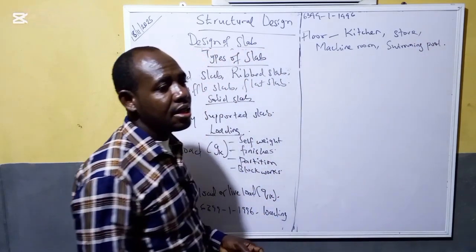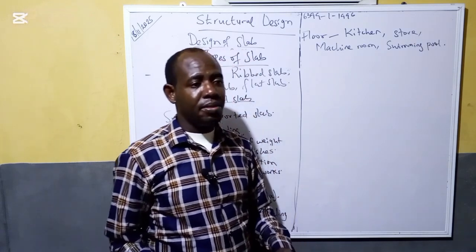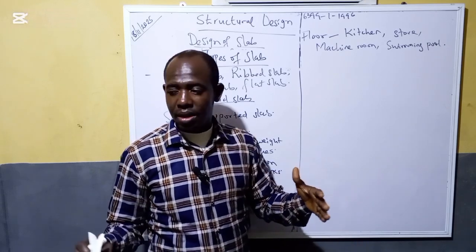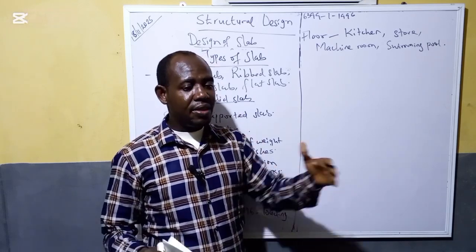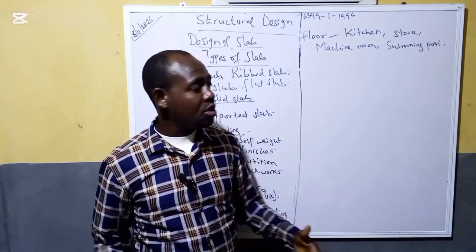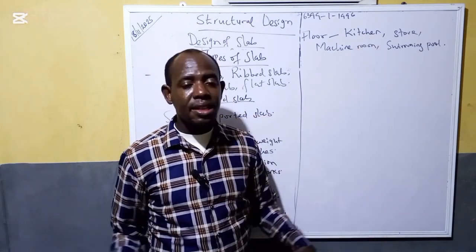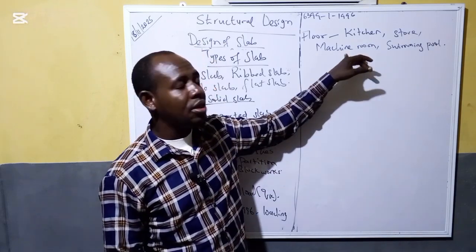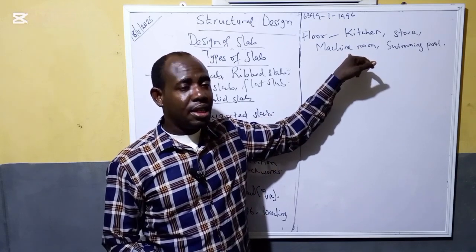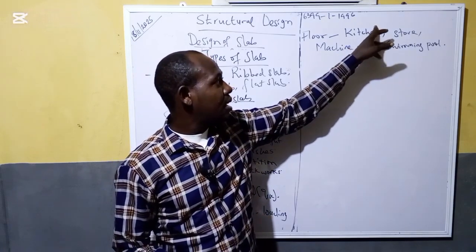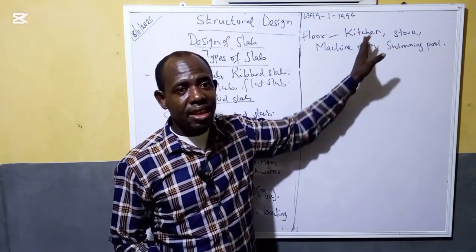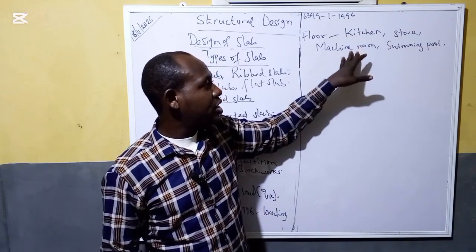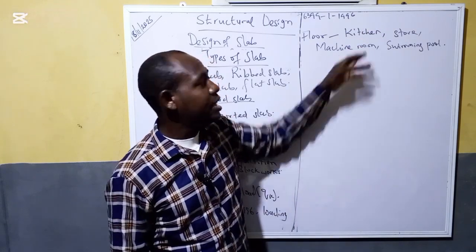Now, what I'm trying to say is that for a particular slab, the space that you create can have different usage. Where you partition for a kitchen, the value you give that place will be different from the one you use for your machine room. The kitchen and machine room can't carry the same value for their live load. They will be different because a machine room has more weight than a kitchen.